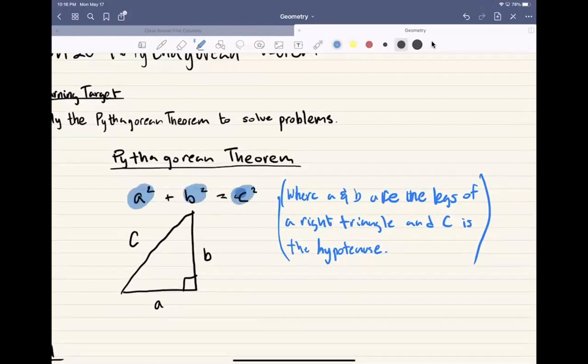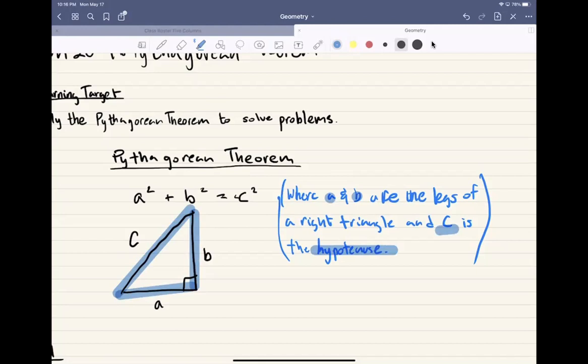Sorry for my messy handwriting. I don't know what's going on with my writing when I wrote this, but a and b are the legs of a triangle. So the legs of this triangle, that's what a and b are, and c is the hypotenuse. So c is the long side of the triangle, the hypotenuse.